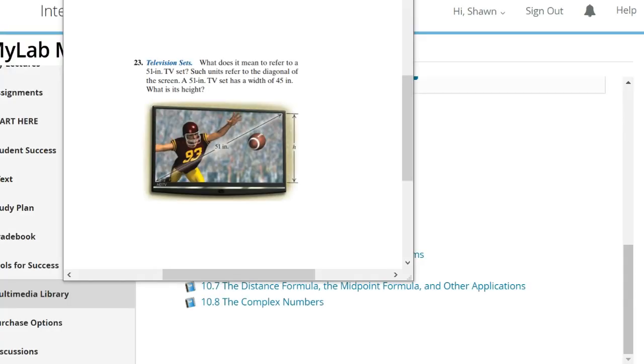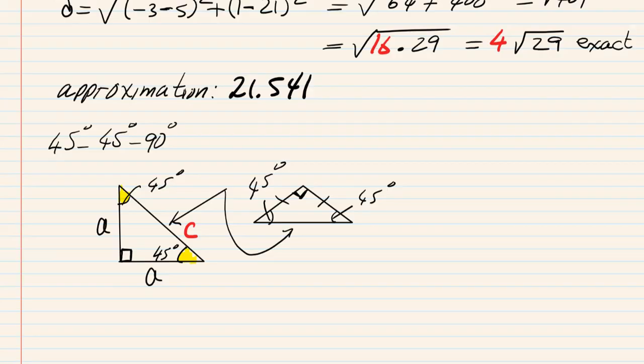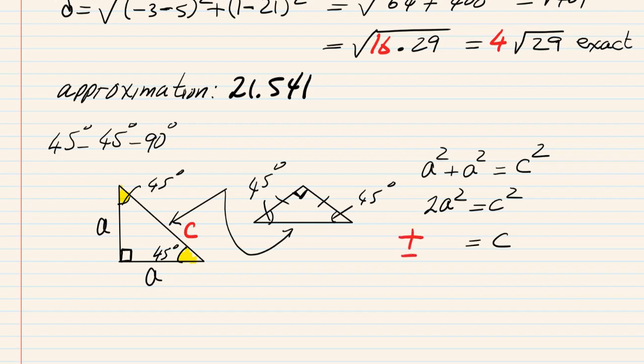Okay, so let's apply the Pythagorean Theorem to this triangle and see what we're going to get here. The sum of the squares of the two legs is equal to the square of the hypotenuse. Now a squared plus a squared, those are two like terms, that becomes 2a squared. And then I can take the square root of both sides. And remember, the moment you take the square root, the principle kicks in, and we have the square root of 2a squared.